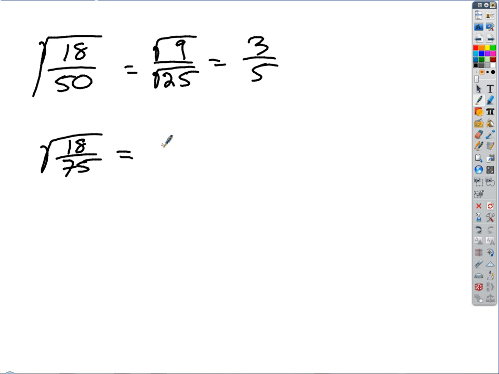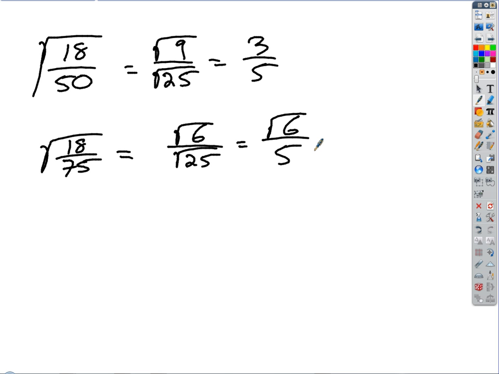So what do I get on the top then? Square root of 6, good. On the bottom I get square root of 25. Okay, make sense? Could I go any further than that? 6 and 25 is as far as I could go. So then I'm stuck with, on the top, square root of 6. On the bottom I get 5 and I'm done. I don't have a radical on the bottom this time, right? Make sense?